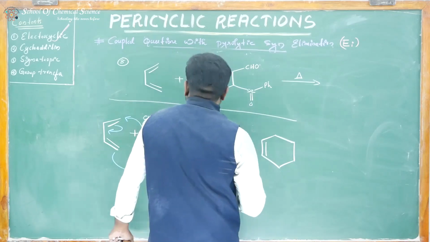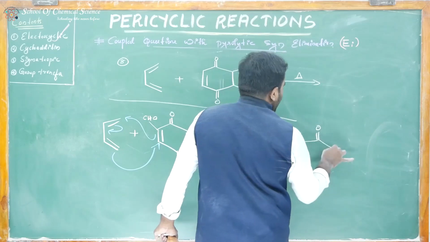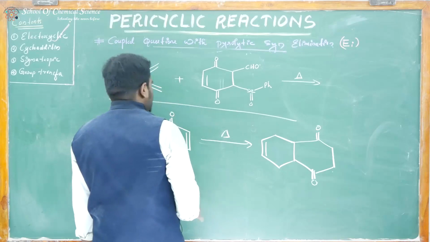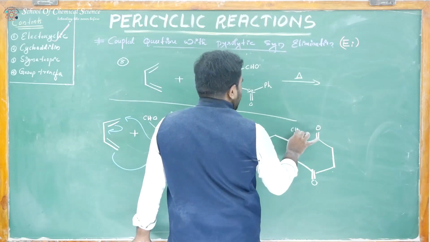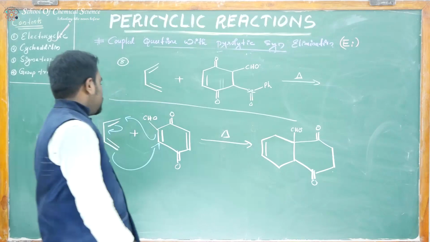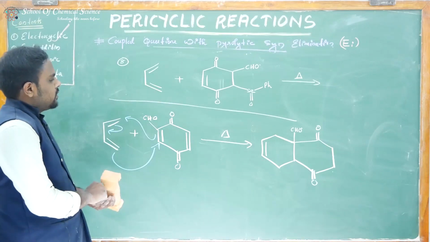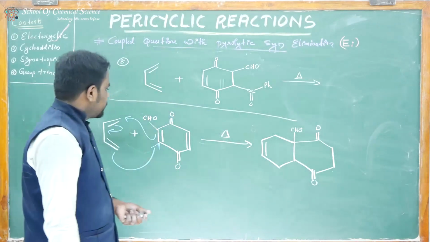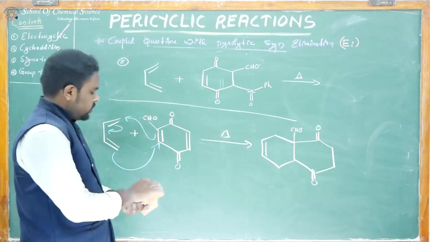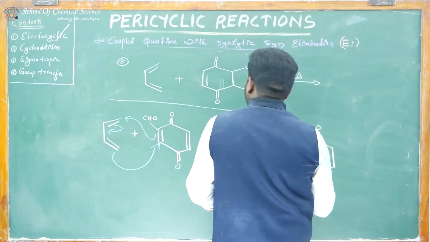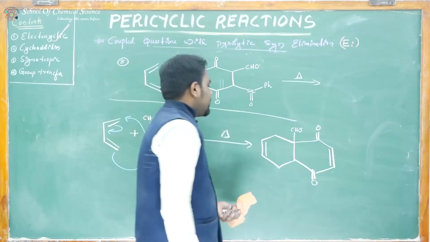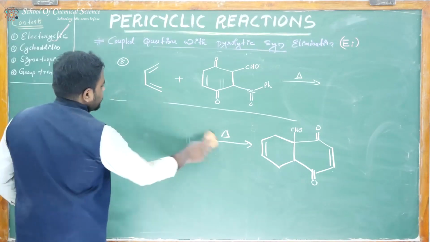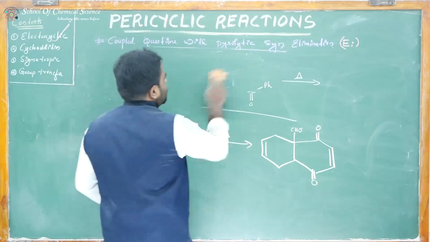Here a new pi bond. Then C double bond O, C double bond O. Here a CHO is present. CHO. So that's your product. Clear? That's your product. There is also one more double bond there. So that's your product. Okay, question number 9.